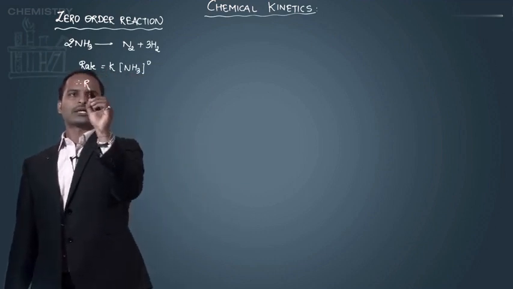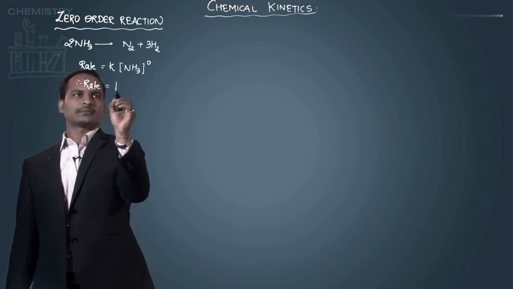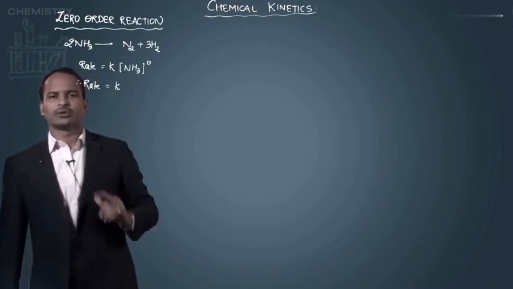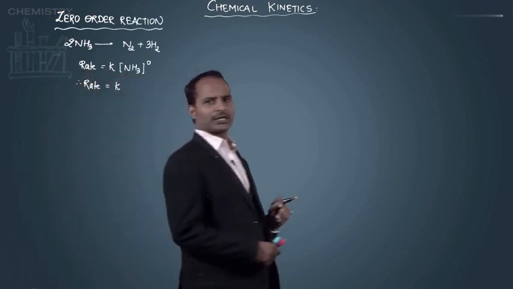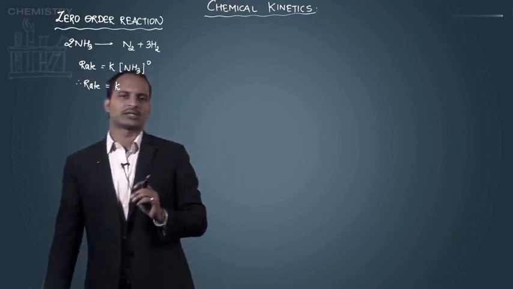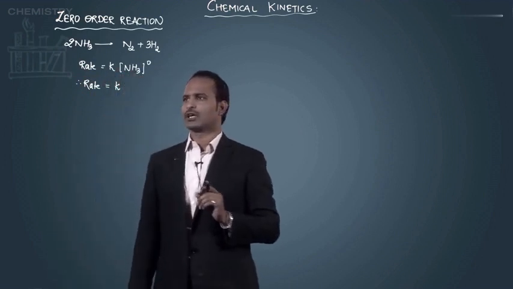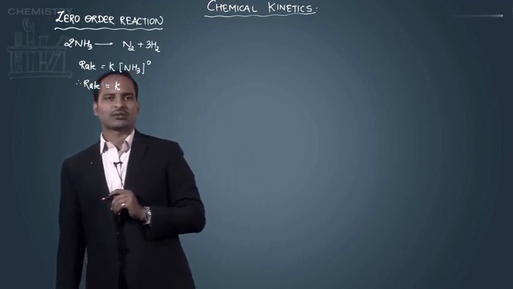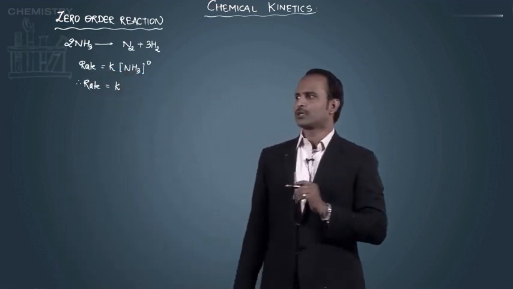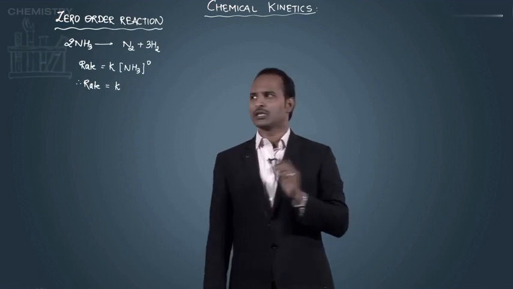So here I can say that rate is equal to K. It means in the rate law there is no reactant concentration. Simply, the rate of reaction is independent of the concentration of reactant. It does not depend on the concentration of reactant, and such reactions are called zero order reactions. When I say that the rate of reaction does not depend on initial concentration, what does it mean?